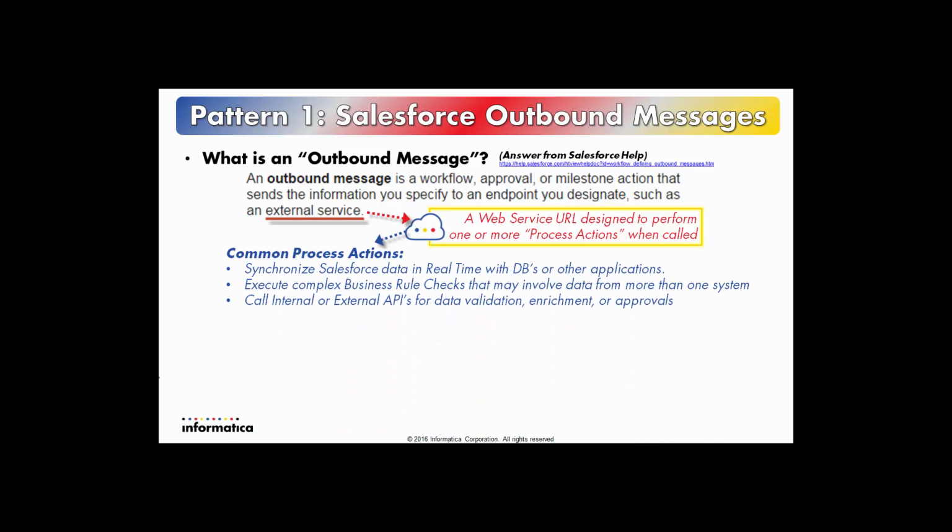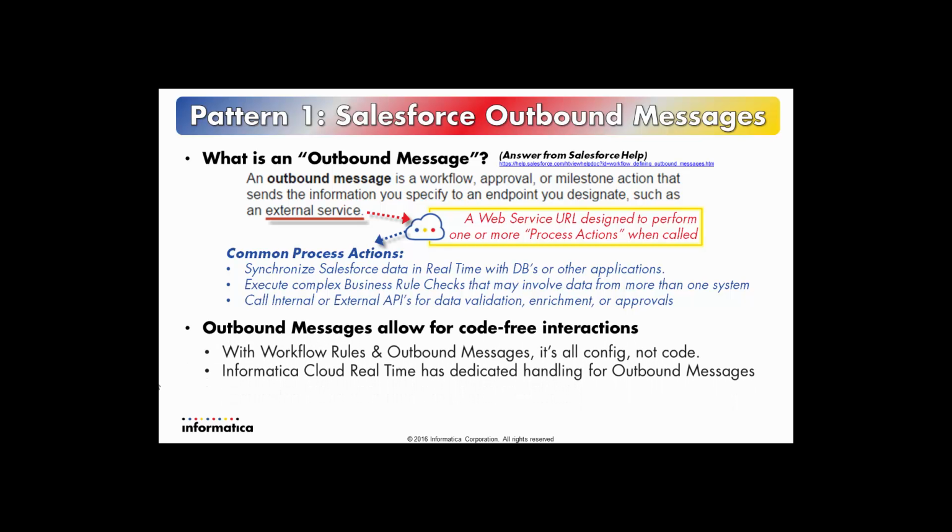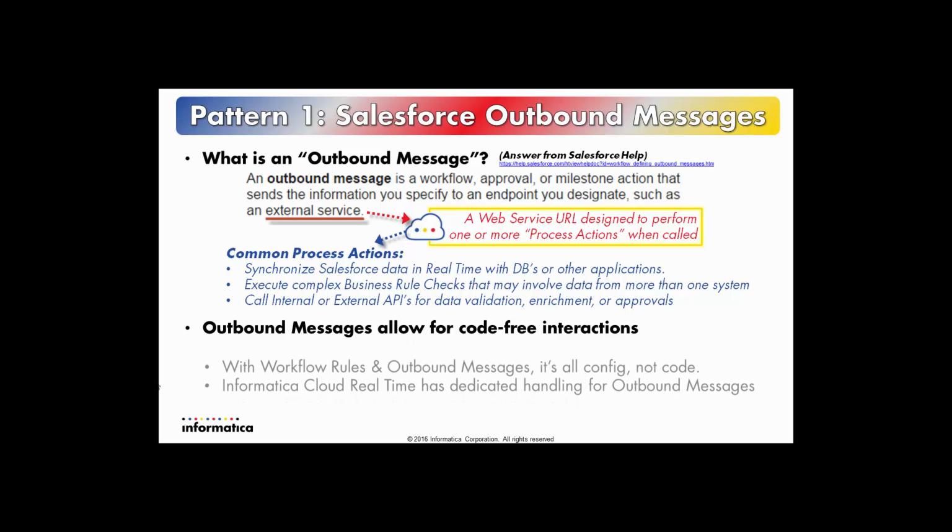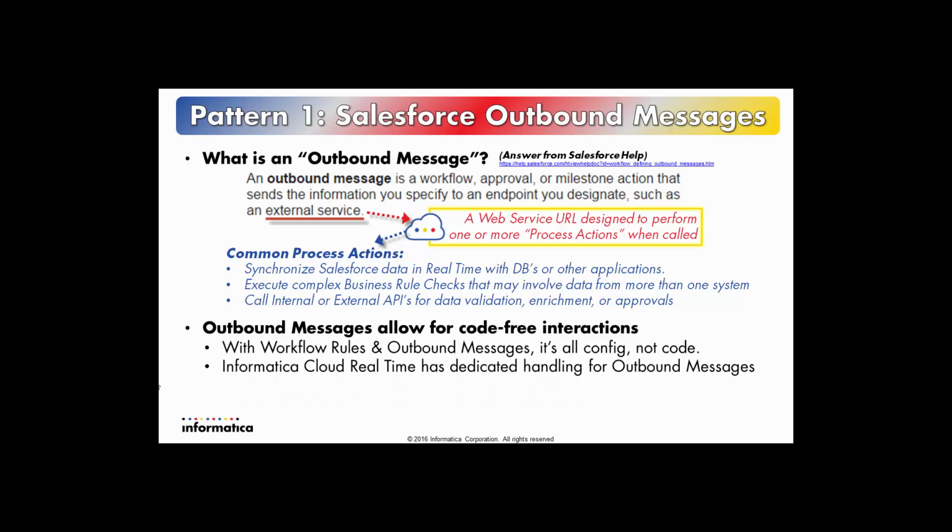You can use outbound messages and processes to synchronize data in real time with databases or other applications. You can execute complicated business rule checks. You can call internal, or as we're going to do in this demo, call an external API for some data validation. Now, outbound messages allow for code-free interactions. This is a great way to use Salesforce and Informatica Cloud to create a complete process that could involve, in this case, just a single API, but as we'll build out in the future chapters, more integrations and interactions.